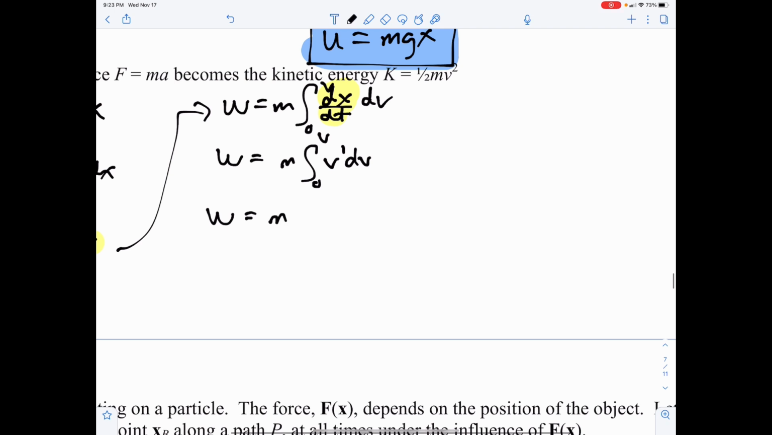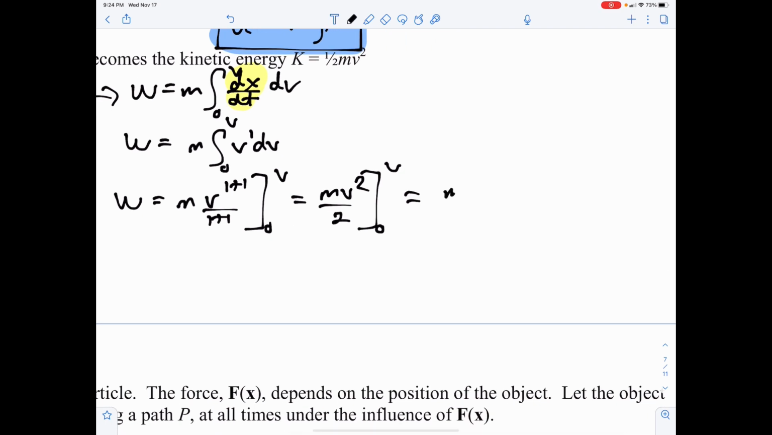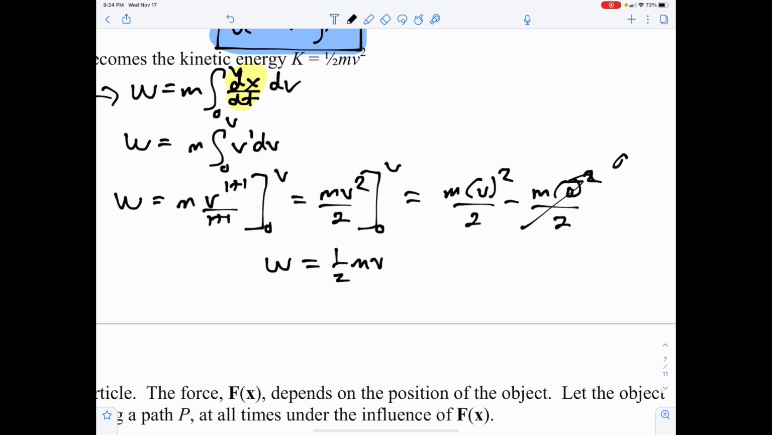So what do we get? m, and then if we evaluate the integral, it's going to be v to the 1 plus 1 over 1 plus 1, evaluated from 0 to v, which is mv squared over 2 from 0 to v, which is m times v squared over 2 minus m times 0 squared over 2, which the second part, of course, cancels. And mv squared over 2, you guys should be able to see that. That would be the kinetic energy. And work equals a change in kinetic energy. That's the work kinetic energy theorem.